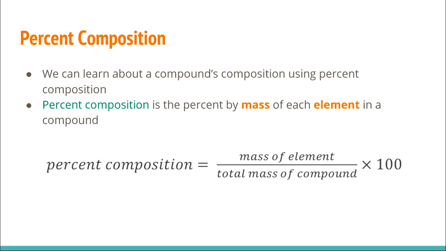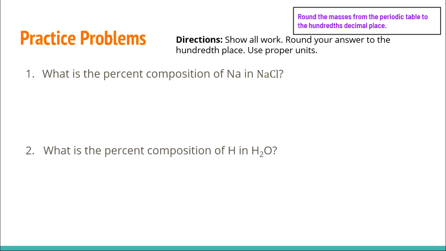So to calculate the percent composition, we use this formula: mass of the element divided by the total mass of the compound times 100. Part over whole times 100. Now, when we talk about the masses of these elements and compounds, we are using the periodic table. And remember, when you are using the masses from the periodic table, you are rounding the masses to the 100th place. So for these problems, when you're finding the percent, you are rounding your answer to the 100th place as well. And the unit for all of these answers is going to be percent.